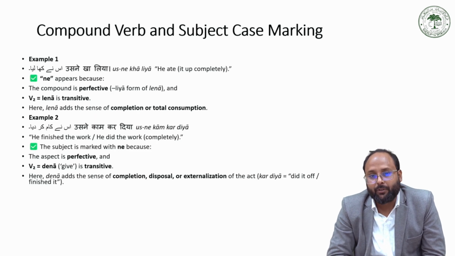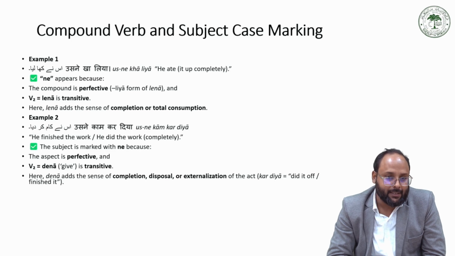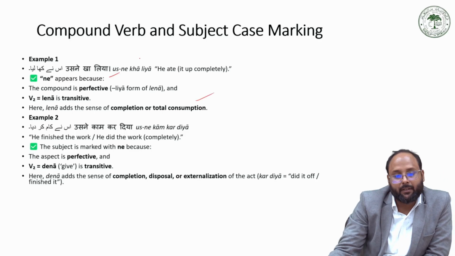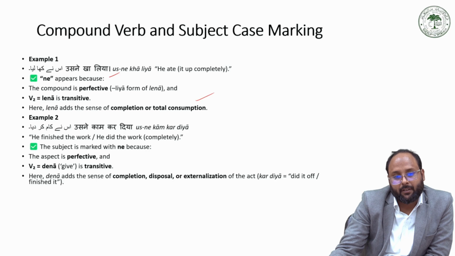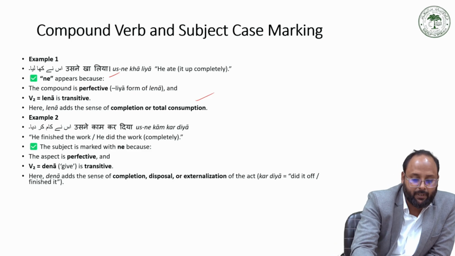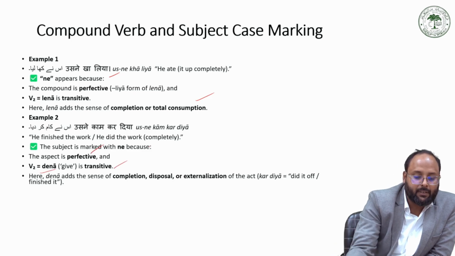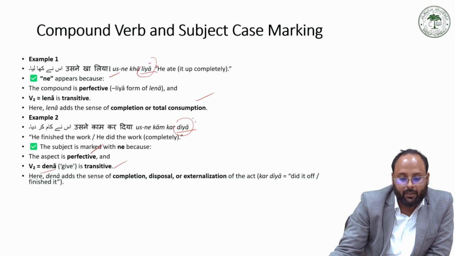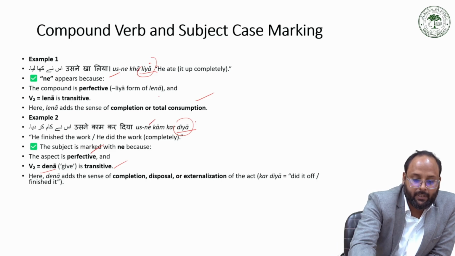So we have examples for compound verbs and subject case marking, like उसने खाना खा लिया. The compound verb liya is perfective and lena is transitive. So here lena adds the sense of completion and total consumption. So it will take ne marking. Like उसने काम कर दिया. The same thing: the subject takes ne because the aspect is perfective and dena is a transitive verb. So both lena and dena are in the perfective aspect and are transitive verbs, so they take the ne marking.